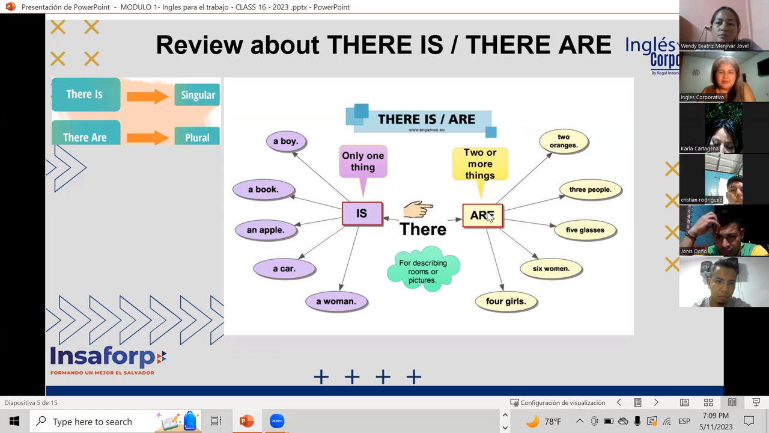Aquí vamos, podemos utilizar para dos o más cosas, o pueden ser personas, y aquí solo para una, okay? There is.